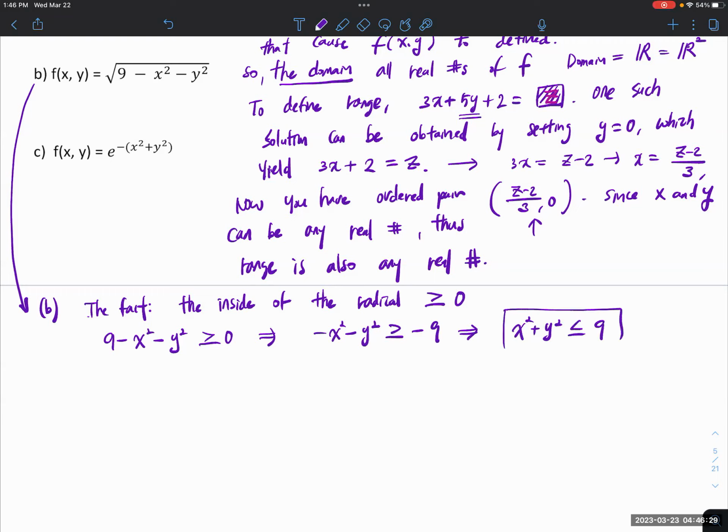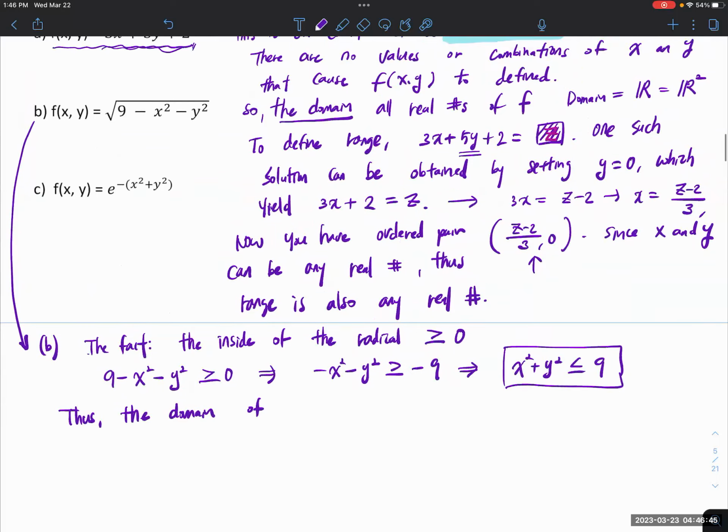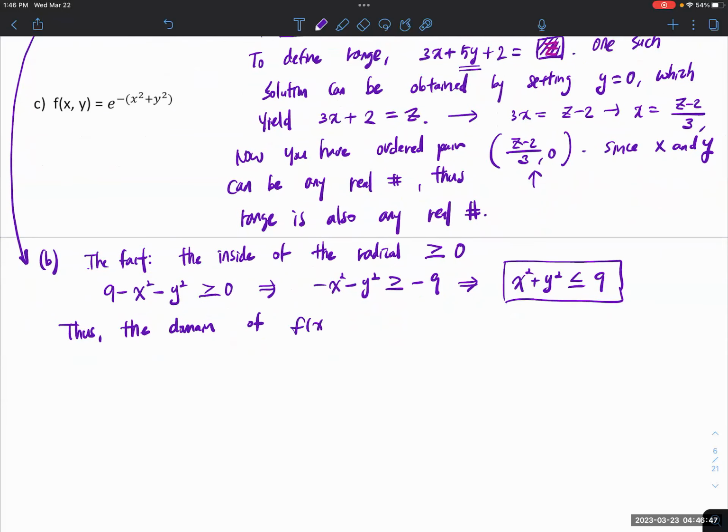From here, we can find a big clue for determining the domain. So here, this is the domain. Therefore, the domain of the function f of x, y is, we're going to write it this way: you can have any x, y in the real numbers such that x squared plus y squared is less than or equal to 9. This is the domain of this function.